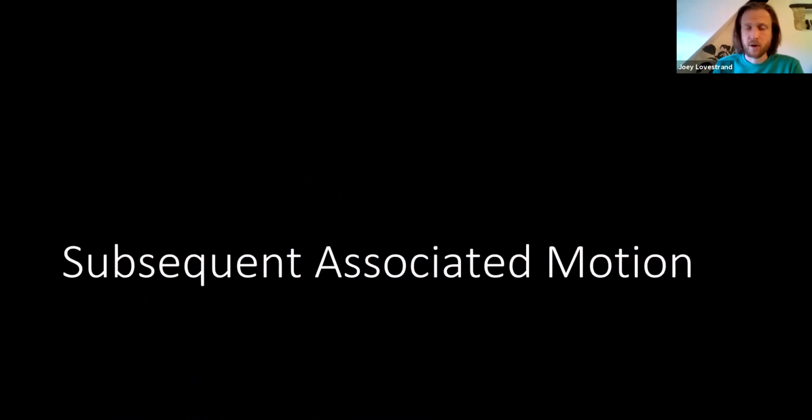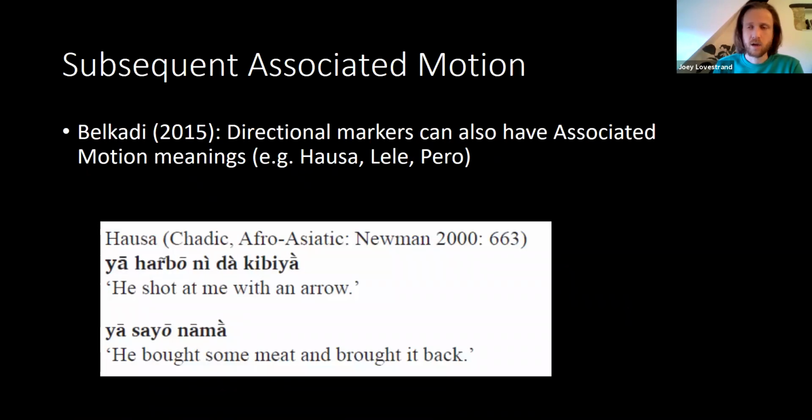Next, we'll talk a bit about how subsequent associated motion gets expressed in some Chadic languages. And this goes back to the work of Aisha Bakaldi in a 2015 paper and subsequent work, describing directional markers in African languages that also have an associated motion meaning, typically a subsequent motion meaning. Her paper included 3 examples of Chadic languages: Hausa, Lele, and Pero.